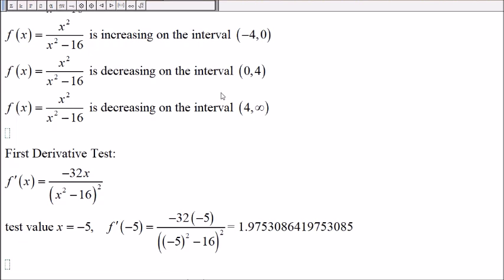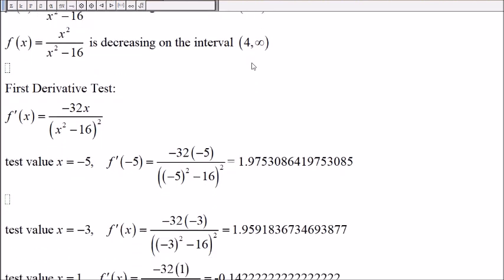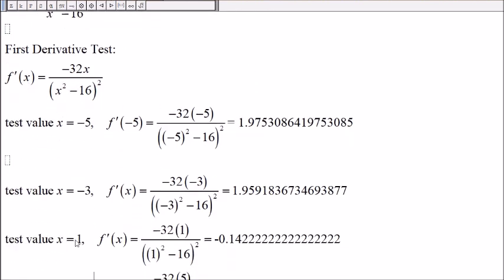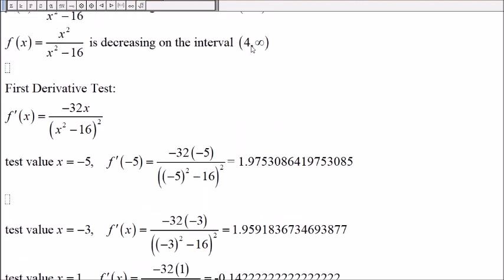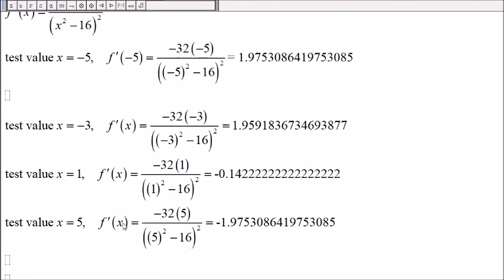For the next two intervals, we should get a negative value for the derivative because the function is decreasing on these two intervals. So let's pick 1 on this interval. We plug in 1 in place of x, evaluate this, and get negative 0.14. For the last interval, 4 to infinity, let's say we pick 5. If we plug 5 into the derivative, we get negative 1.97, which is negative.